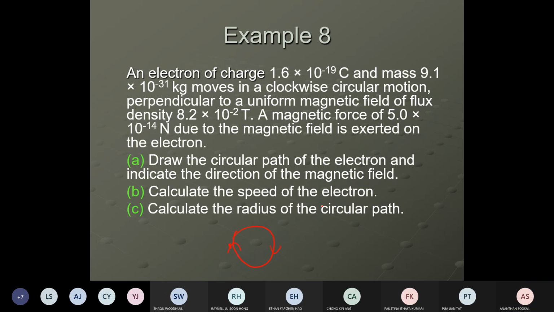So the electron movement is in a clockwise direction. Can you tell me if the field is into the page or out of the page? Use your Fleming left-hand rule. This is an electron. Maybe you can select one point here. Maybe you can select the top point. The electron is moving to the right. Can you identify whether the magnetic field is into the page or out of the page?